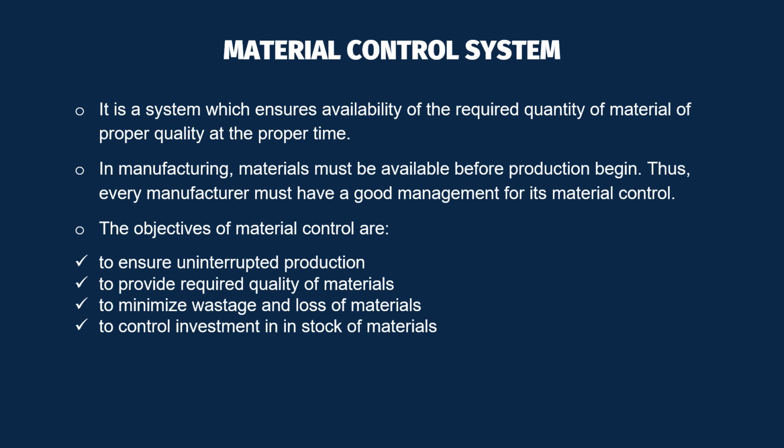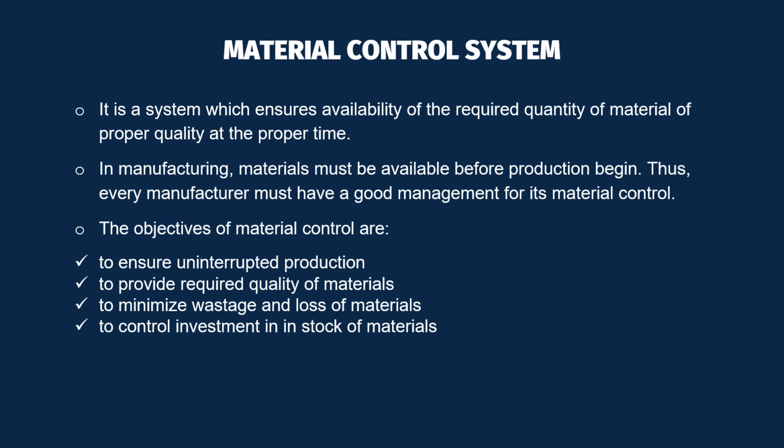One of the ways to ensure that the management of material is being run successfully is by having the material control system. So what is a material control system all about? It is a system which ensures the availability of the required quantity of material of proper quality at the proper time.